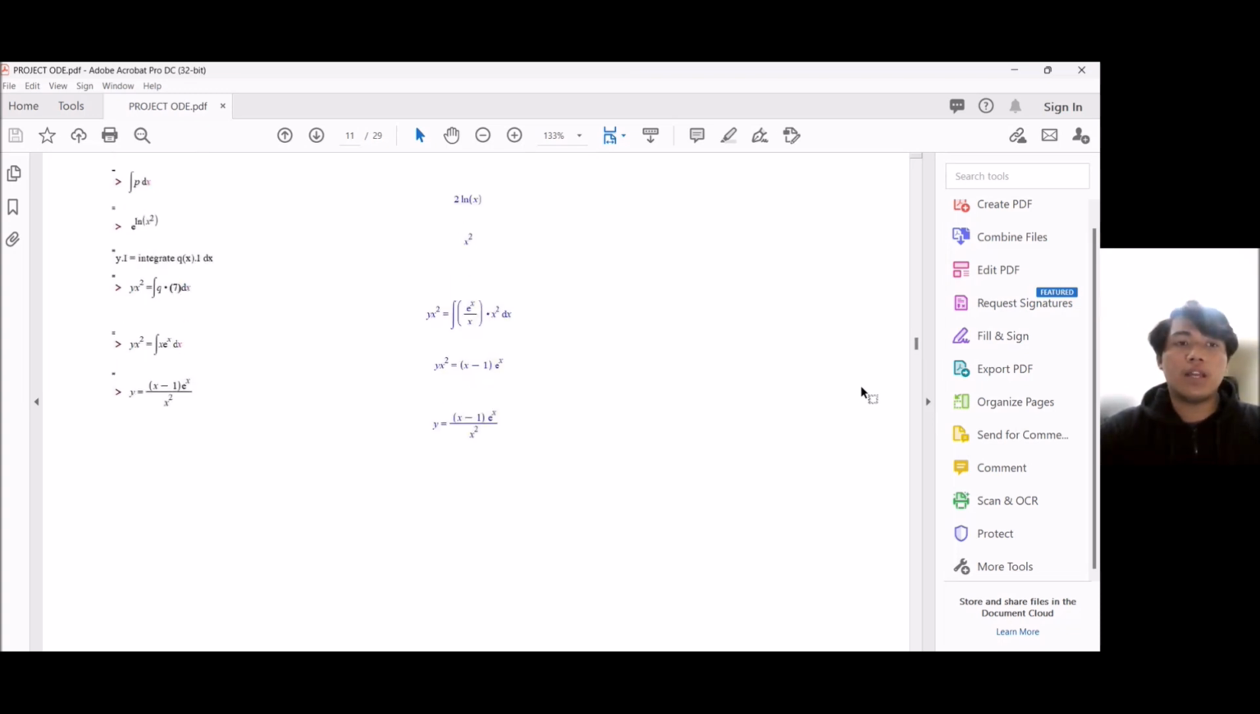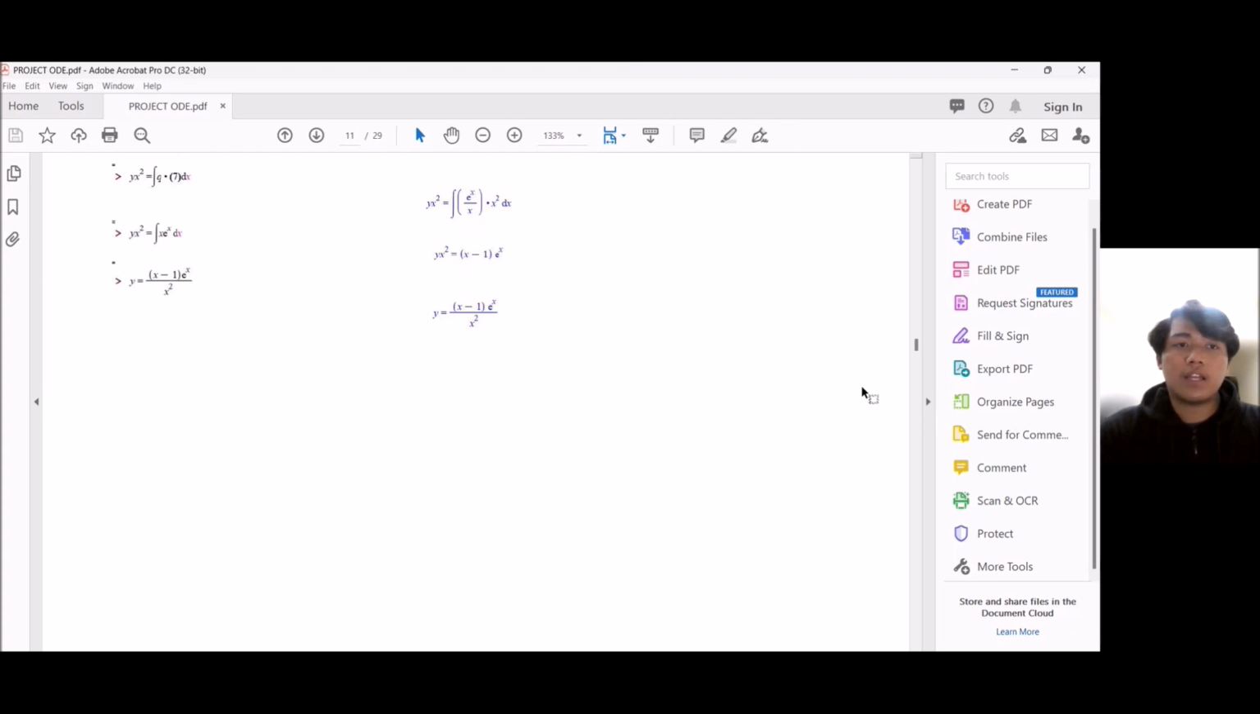Then I use the formula y multiplied by I equal to the integral of q times I dx. The formula will appear as y x^2 equal to the integral of e^x/x multiplied by x^2 dx. After I solve it, it will be y x^2 equal to the integral of x e^x dx.